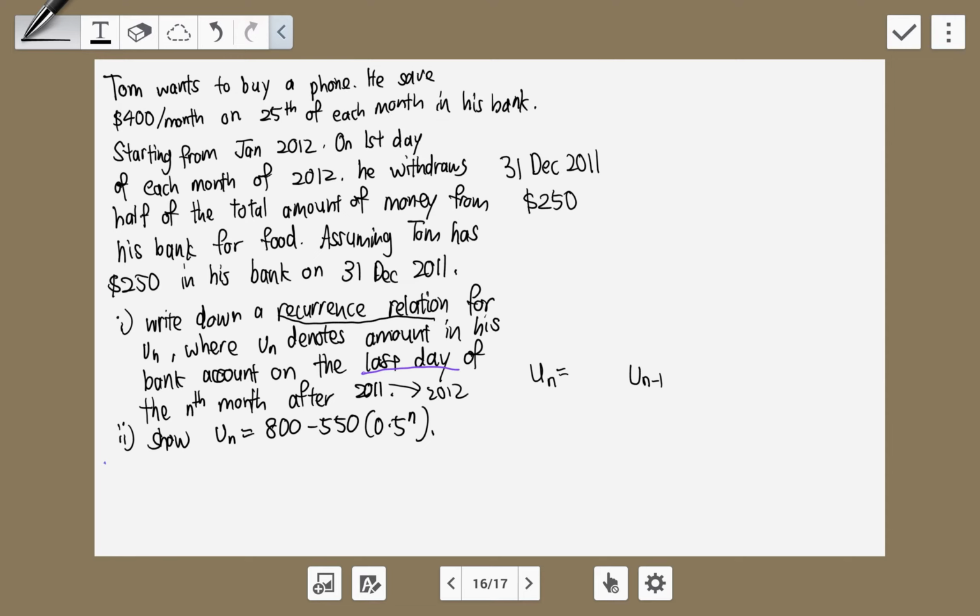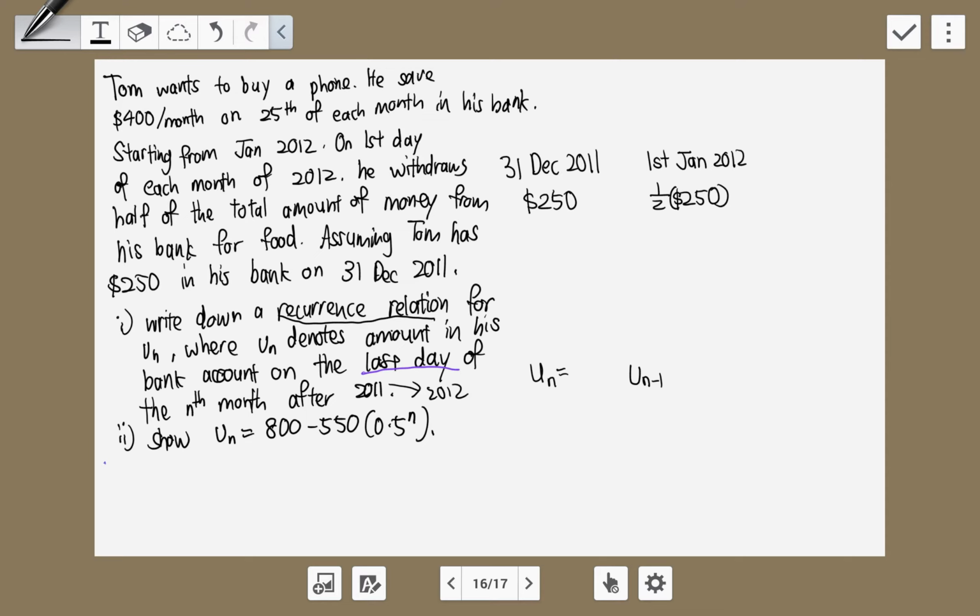So let's say my first month is January. On the first day of each month he withdraws half. So on the first day of January 2012, he would have withdrawn half of $250. Therefore, he is left with half of $250, right, after withdrawing half.